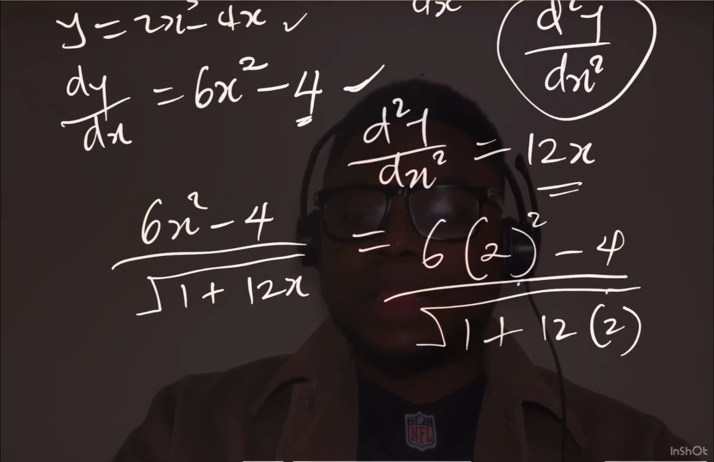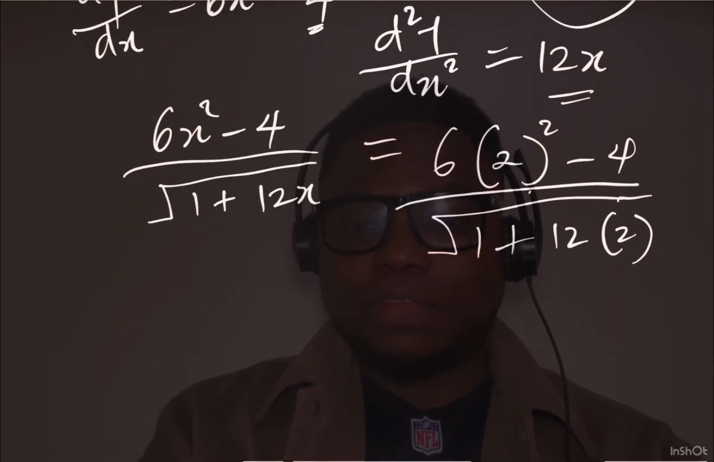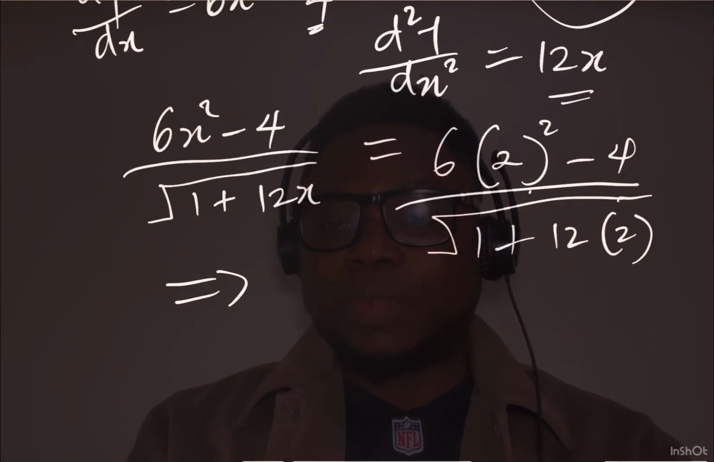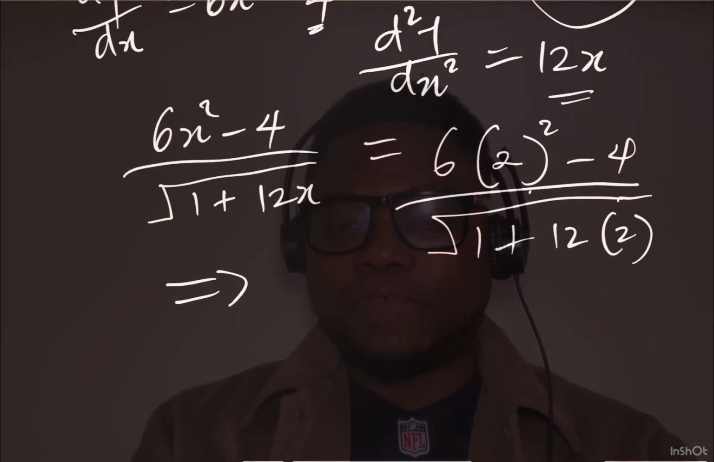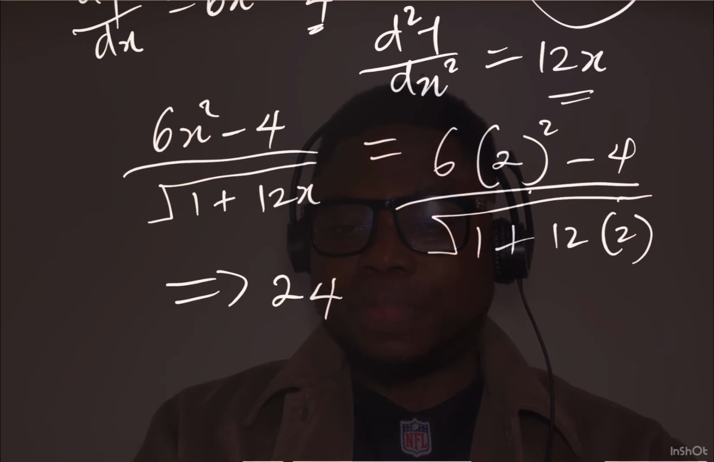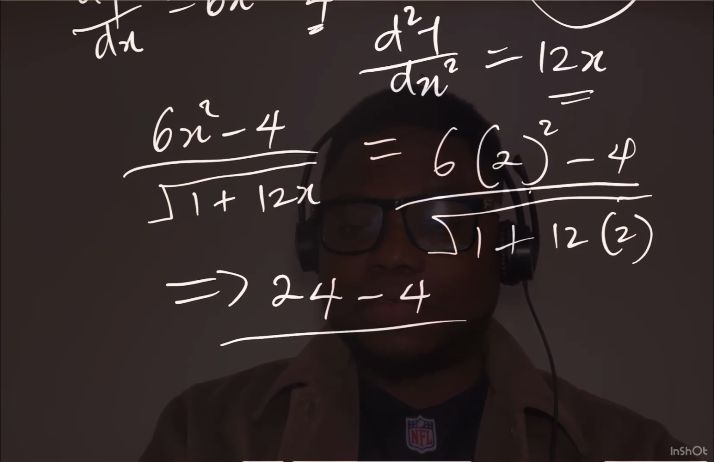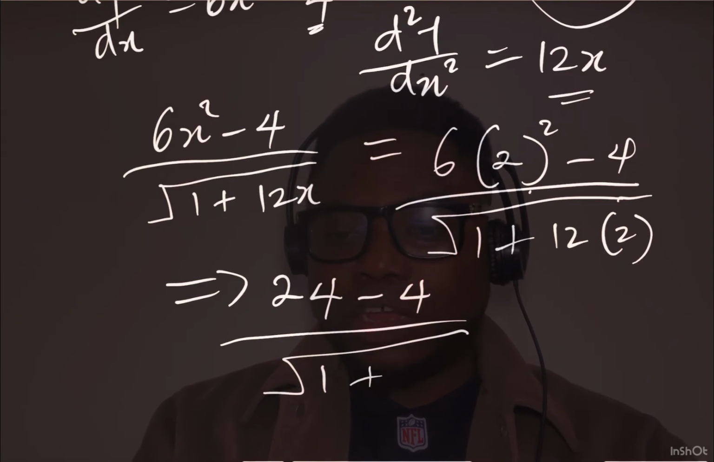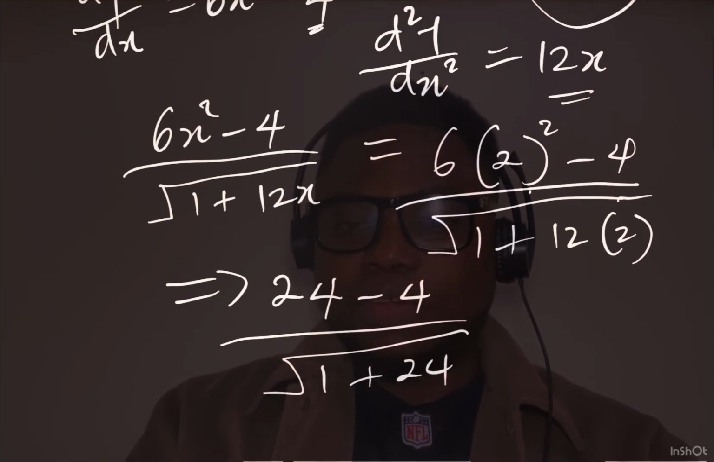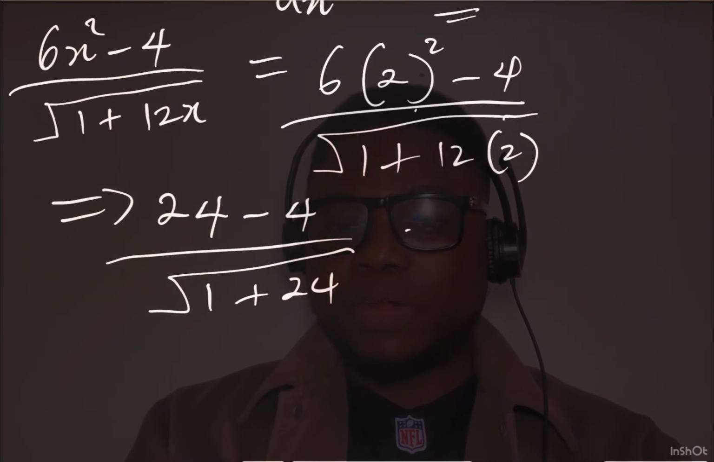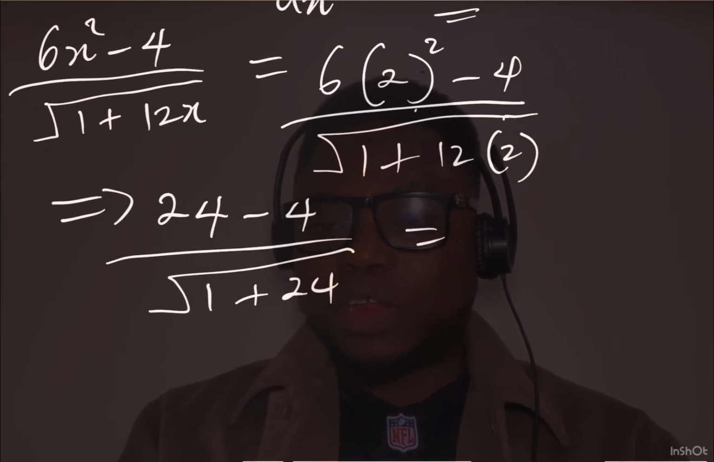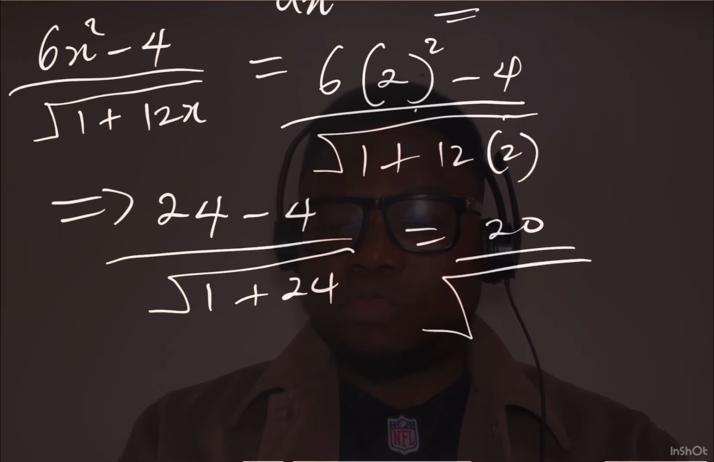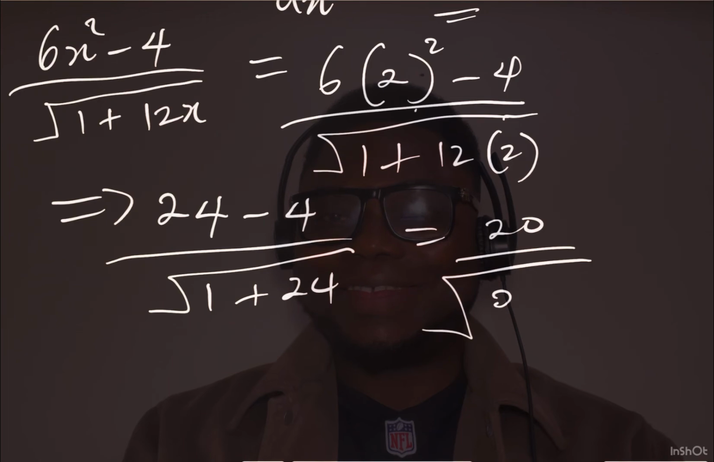Okay, now the next thing to do is to simplify. So 2 squared is the same thing as 4. 4 times 6 is 24, minus 4, divided by the square root of 1 plus 12 times 2, which is 24. So now 24 minus 4 gives me 20, divided by the square root of 1 plus 24, which gives me 25.